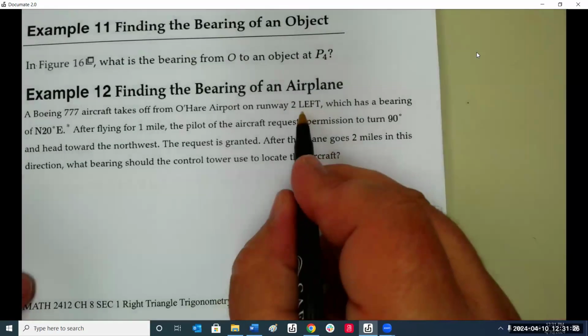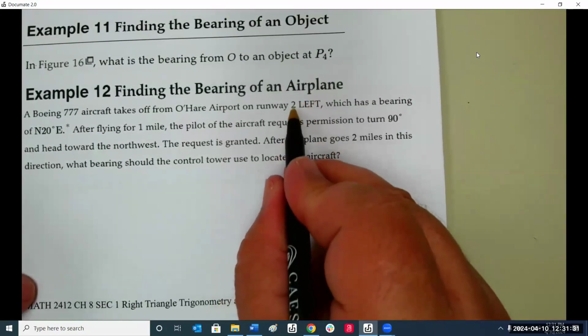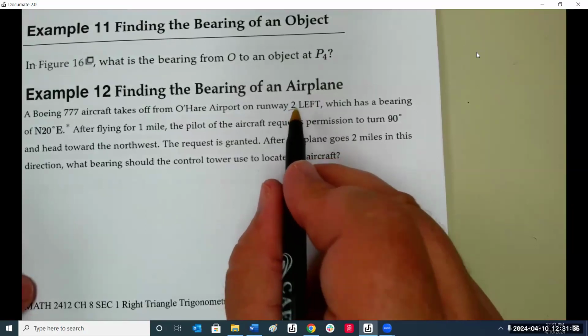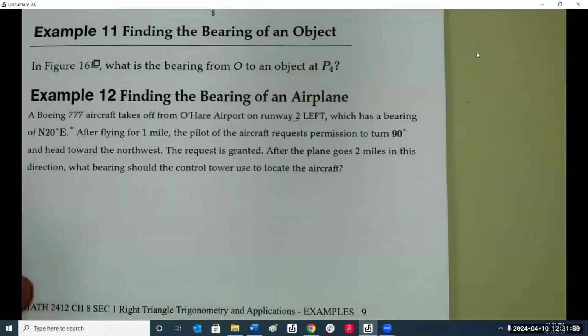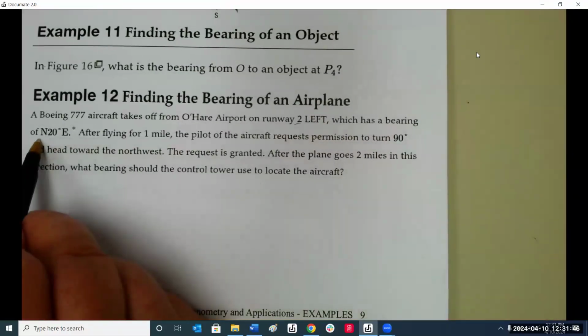So he takes off from 2 left. When you read information on airports, runway 2, it's actually going at 20 degrees. So it's heading 20 degrees from north. So it's just taking off straight up. Its bearing is north 20.